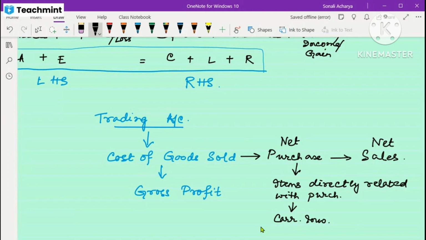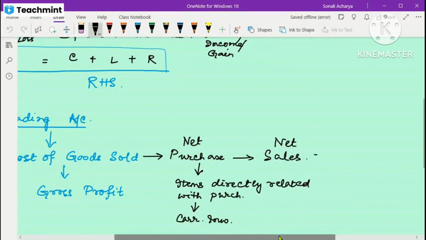That means the stock lying in the godown that is not sold. The stock that is not sold, that is also to be taken into consideration. So in that case, we have to exclude the amount of closing stock. So here closing stock will also come into the account. So these are the items that will appear in a trading account.